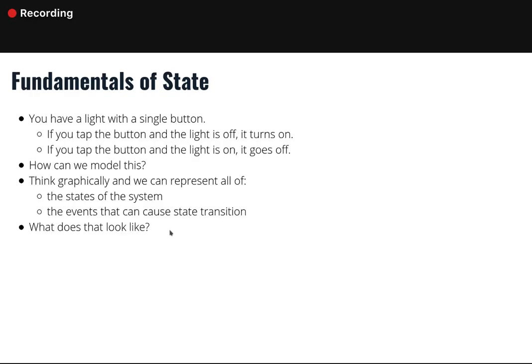Okay, I want to try a bit of an exercise. We'll take 5-ish minutes to have a go at this, but we're just going to start by looking at the fundamentals of a state-based system. So the scenario is we have a light and a button, and if you press the button, the light changes from what it currently is doing to the opposite of what it currently is doing. So if the light is off and you press the button, the light turns on. If the light is on and you press the button, the light turns off. How might we model this?